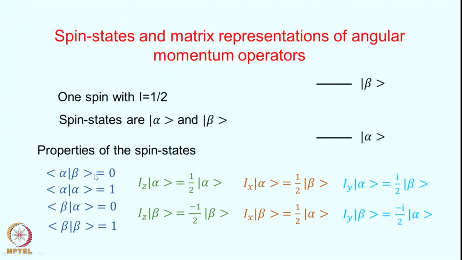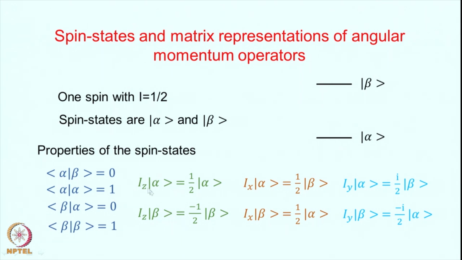Therefore, we say these states are orthonormal because each is normalized to unity, and these individual matrix elements are 1 here and the cross terms are 0. Therefore, these form an orthonormal basis set. There are only 2 states, right? These 2 states are orthonormal.